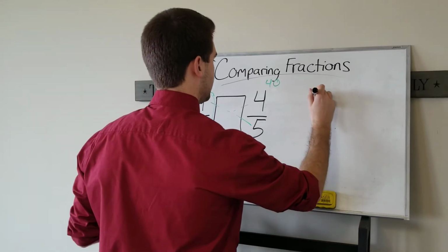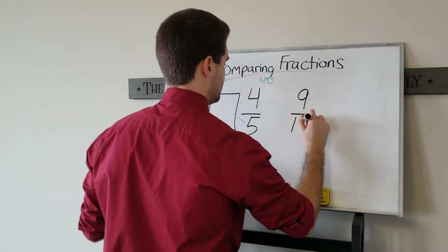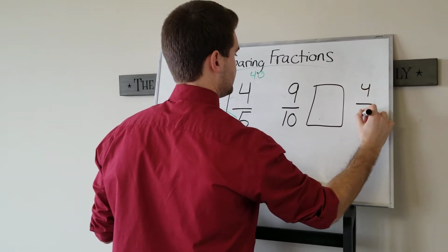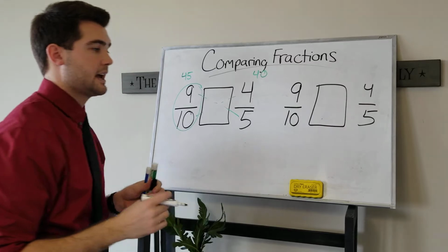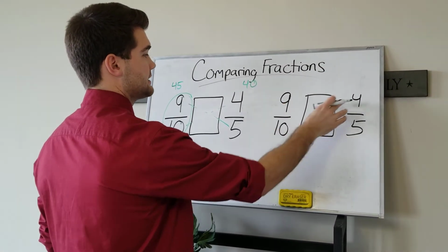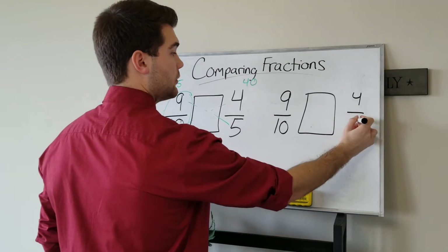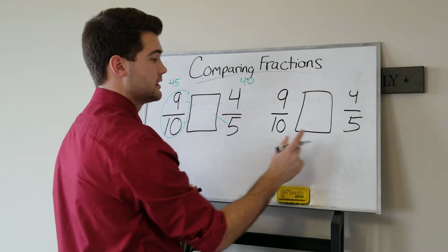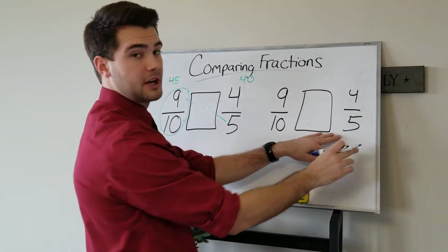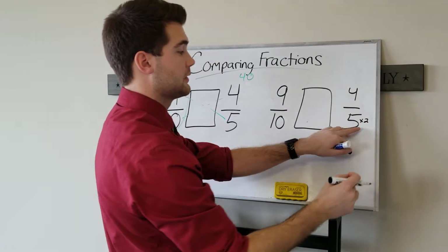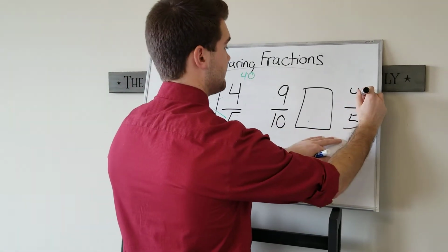The other way to do it is to make a common denominator first. So we have 9/10 and 4/5. Now we know that 5 is actually a factor of 10. So how can 5 become 10? Well, we would multiply by 2. And remember, whatever we do to the bottom, we have to do to the top.